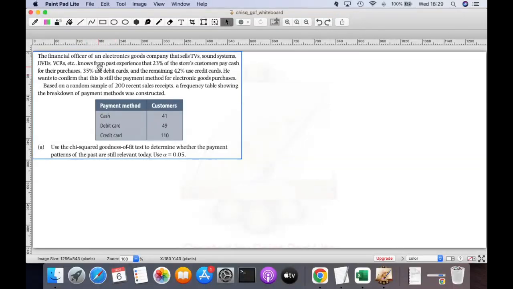If you look at it, from past experience they observed that 23% paid by cash, 35% paid by debit cards, etc. And now there's a more recent sample. Say, for instance, previously 23% paid by cash and 35% paid by debit cards 5 years ago. This sample could be done last month. And now we want to determine if the payment distribution is the same as it was 5 years ago.